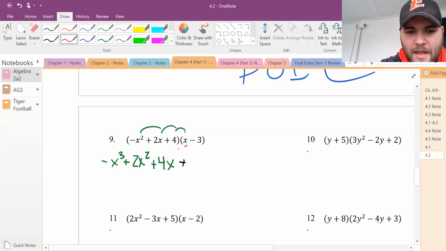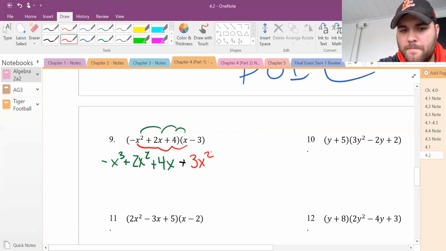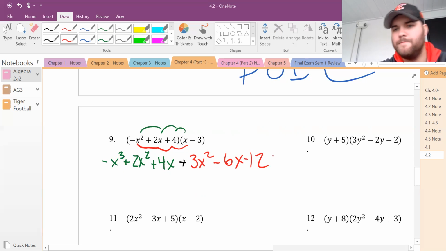So I'm going to distribute this negative 3 through all 3 terms. I'm going to get negative 3 times the first one on the left, negative x squared, which gives me positive 3x squared. Negative 3 times 2x is going to give me what? Negative 6x. Negative 3 times 4 is going to give me negative 12.